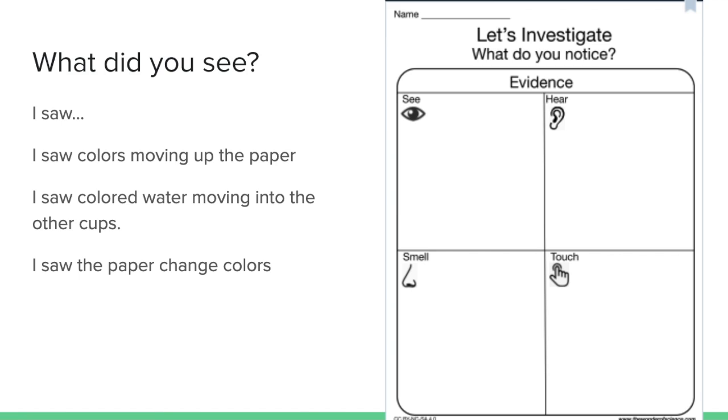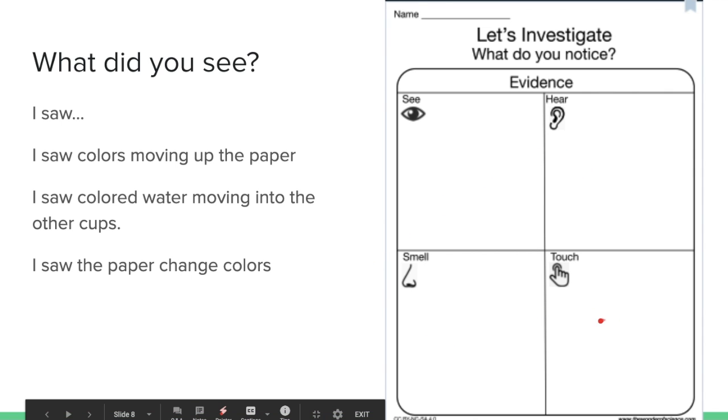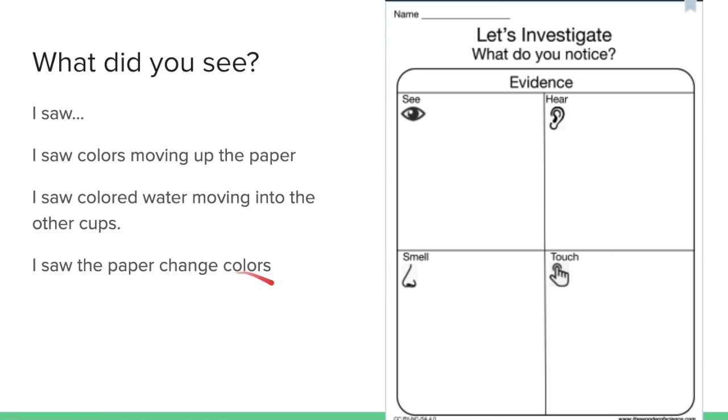So now that we observed that, let's think about what we saw. What did you see? I saw, so if you're filling out this worksheet later for an experiment you'll do, these are the things you're gonna kind of think about. So first I saw colors moving up the paper. I saw colored water moving into the other cups. I saw the paper change colors. Those would just be three. We can't do hear, smell, or touch right now because it's a video. But when you guys do an experiment at home, you will be able to do most of these.